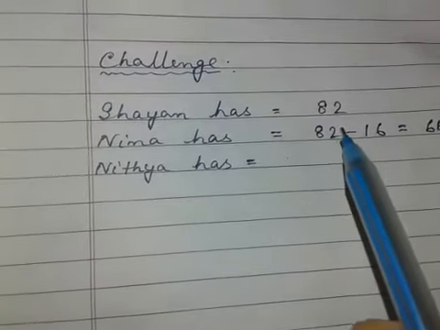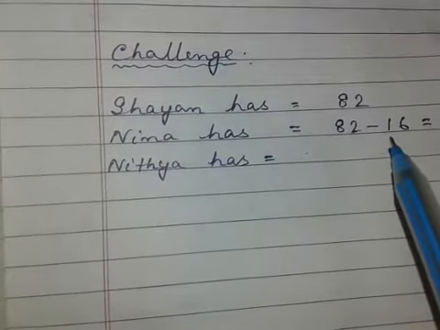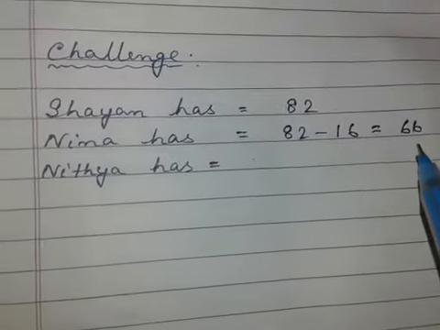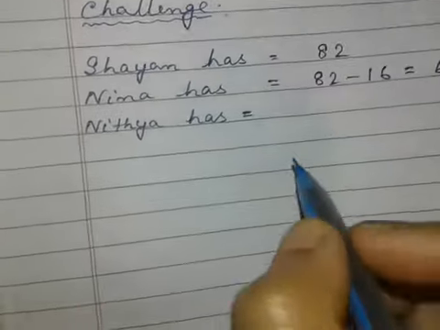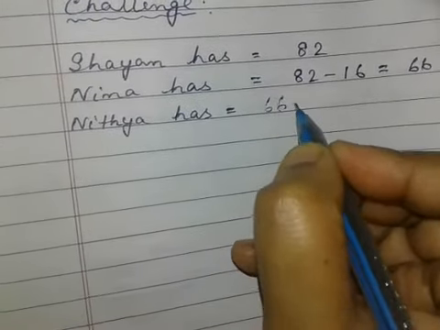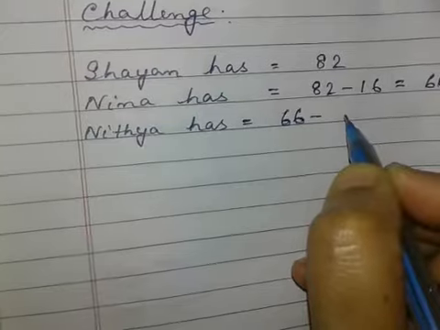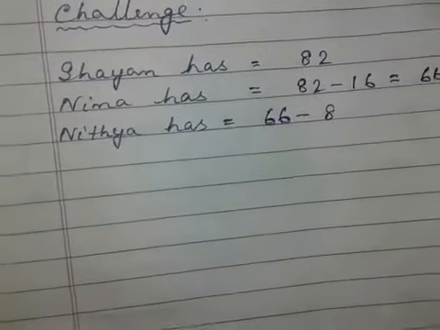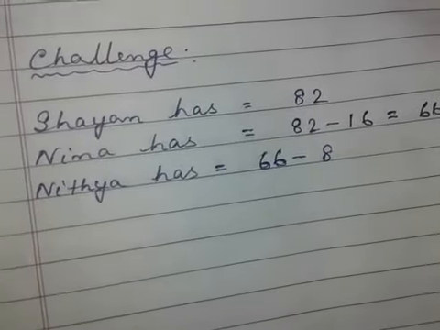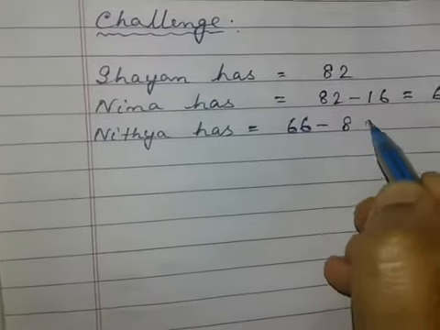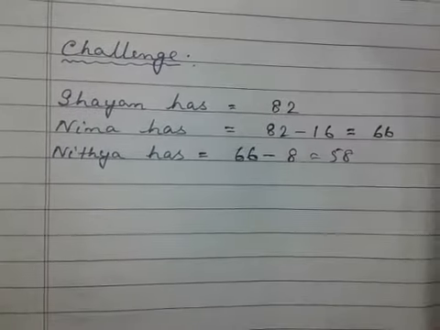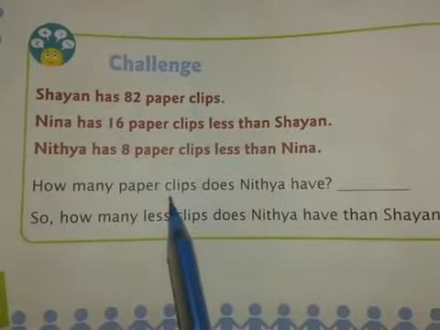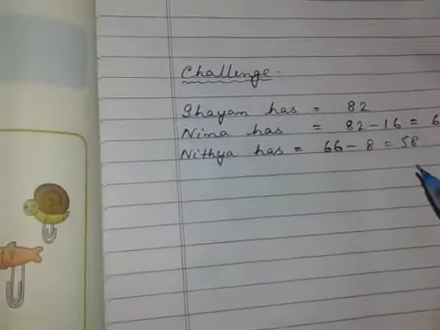So on my copy I have written it like this. Sayan has 82 paper clips. Nina has 82 minus 16 because it is told that she has 16 paper clips less than Sayan. So it is 82 minus 16, that is 66. Now how much does Nitya have? Nitya has 66 minus 8 because it is told that she has 8 paper clips less than Nina. So 66 minus 8 is 58. This means Nitya has 58 paper clips. We got the number. How many paper clips does Nitya have? We got the number in this way.